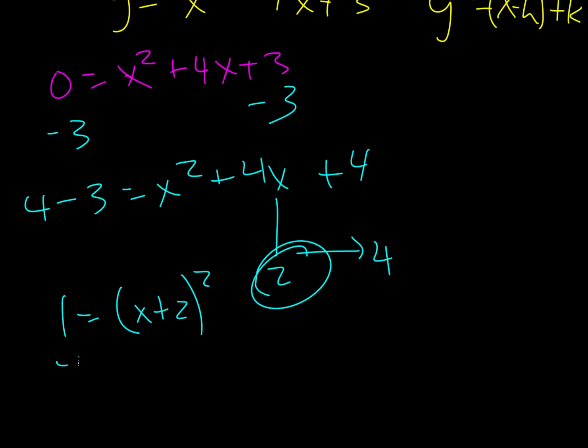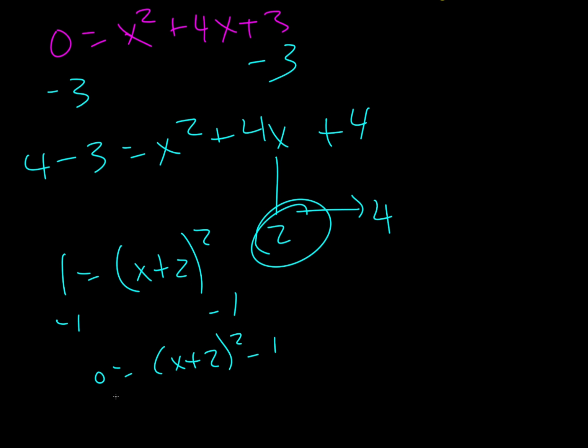Now we need to move this back onto this side. So 0 equals x plus 2 squared minus 1. And then we just change that 0 back to a y. Now, if there's a number out in front of here, we'd have to do an additional step, but I'm not going to worry about that yet. Okay, now we need to graph this.